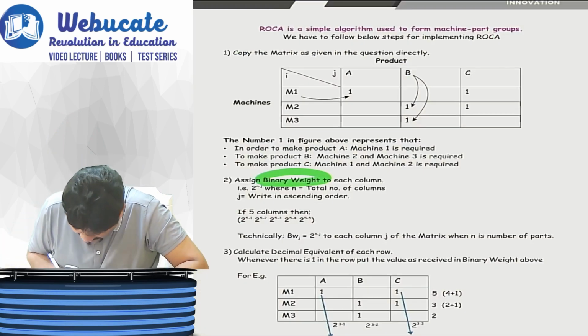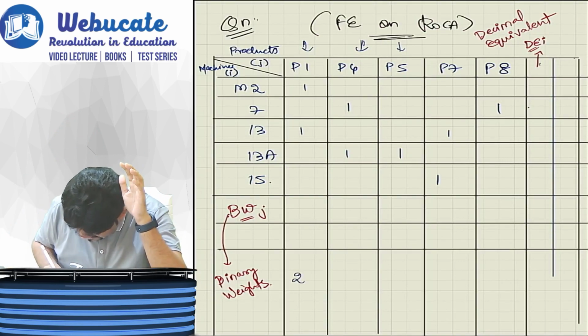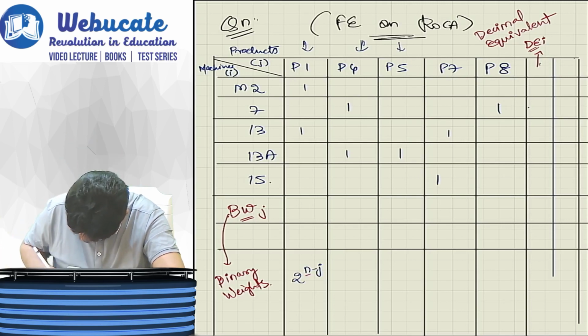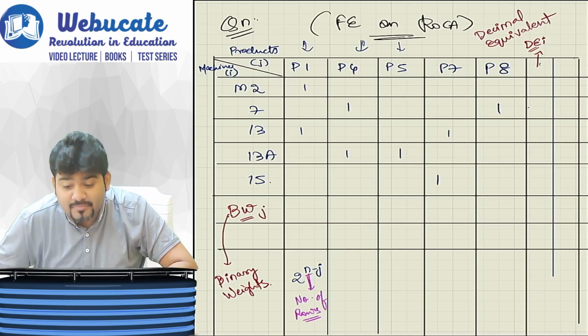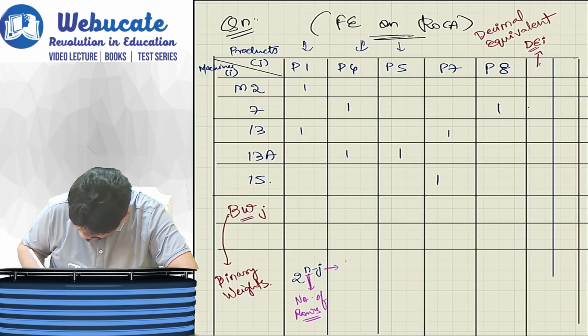Then 2 raised to n minus j. What is 2 raised to n minus j? I'll explain. This n is the number of rows. And J is the number of rows written in ascending order.